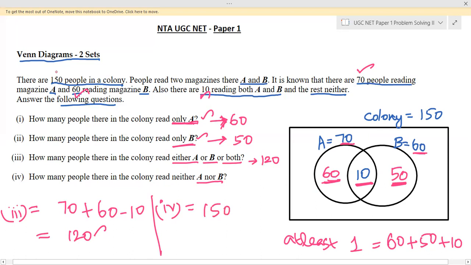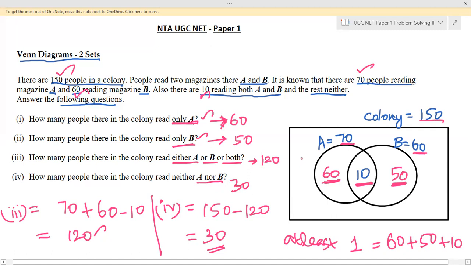The question itself begins in that way only. So in the colony there are 150 people, and just now we got there are 120 people who are reading either this or that or both. So that is also clear. So if I want the answer for neither, I can just subtract this 120 from this 150. So that would give me 130 to be my answer. Sorry, simply 30 to be my answer. So 150 minus 120, the answer is 30. And that means there are 30 people who are going for none.